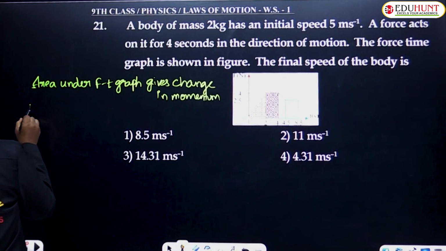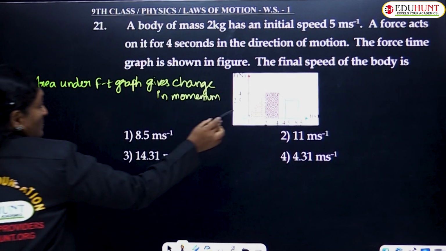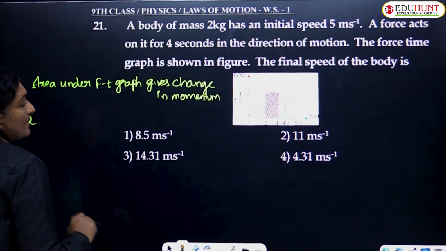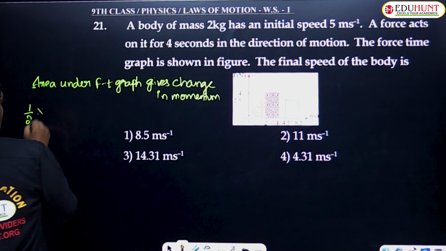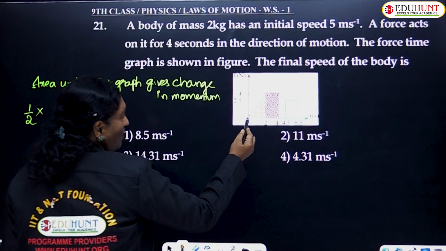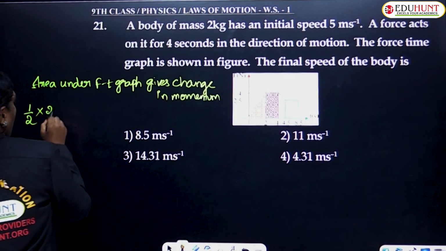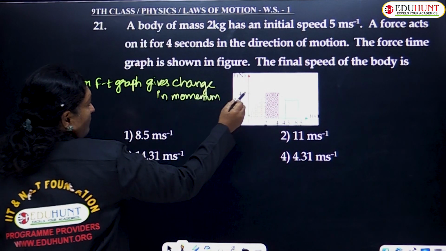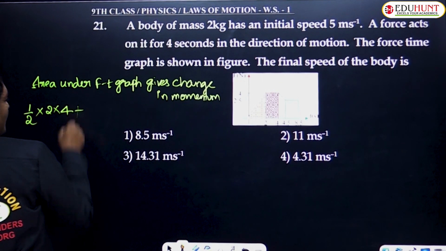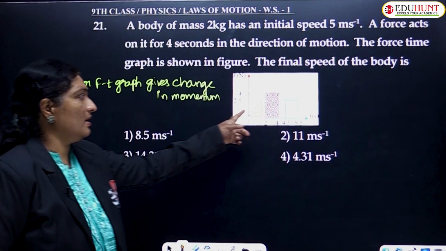First portion, if you find out, this portion is a triangular portion. Triangular portion means half into base into height. What is the base, children? 2. And height is around here, 4. So half into base into height. This portion area we finished.